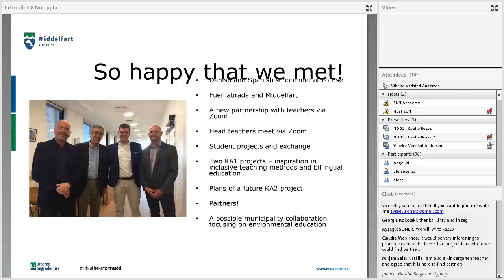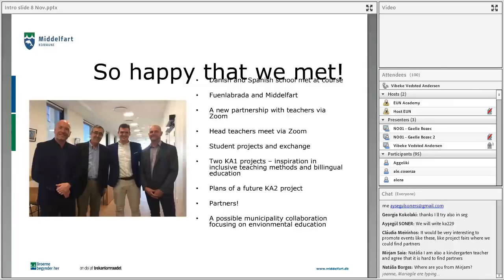And what they want to find out more about is inclusive teaching methods and bilingual education. They have plans for a future KA2 project. They are partners, not maybe for life. That's a little big to say, but they have certainly become very, very close school partners.